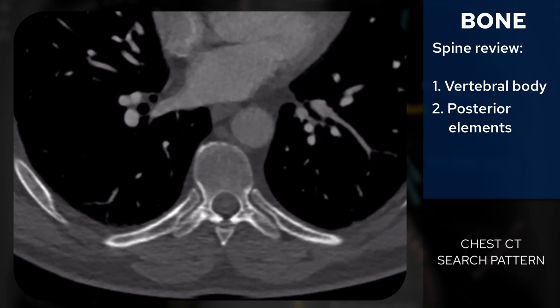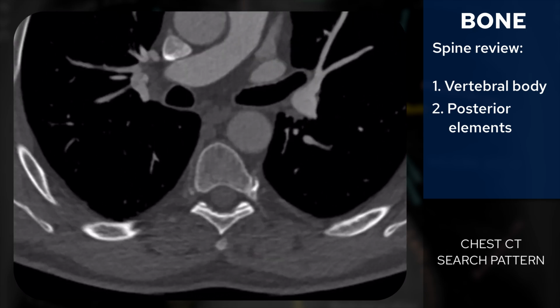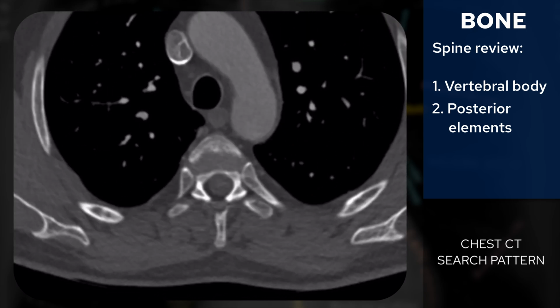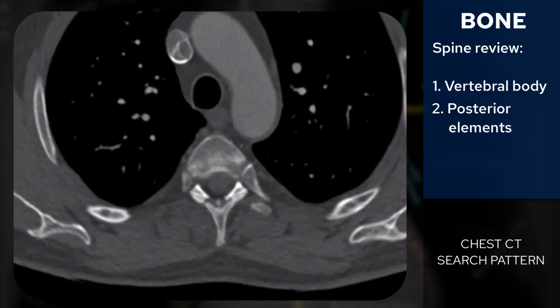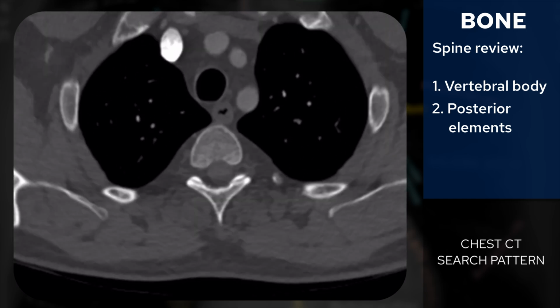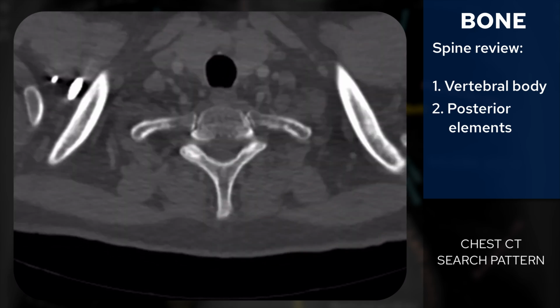So as well as the structures, as I mentioned before, you can also see on this slice we've got a spinous process here and the facet joints over here, and I can't see any major issues on this scan here.